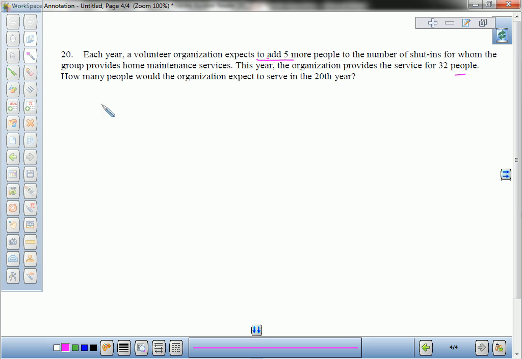So currently, right now, we have 32 people. But if we're adding 5 every year, so that's our first year. So if we add 5, the next year we would expect to have 37, then 42, and so on. Right? So this is arithmetic because we're adding. So for the 20th year, it would be the number of people in the first year, 32, plus 20 minus 1 times 5.